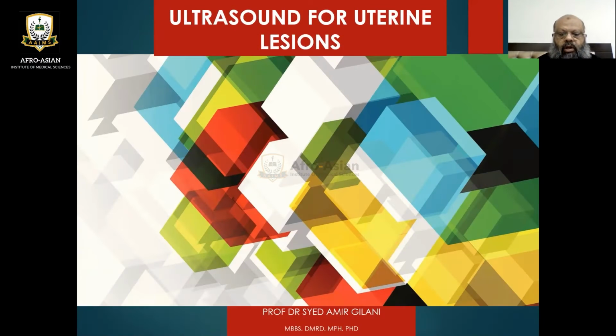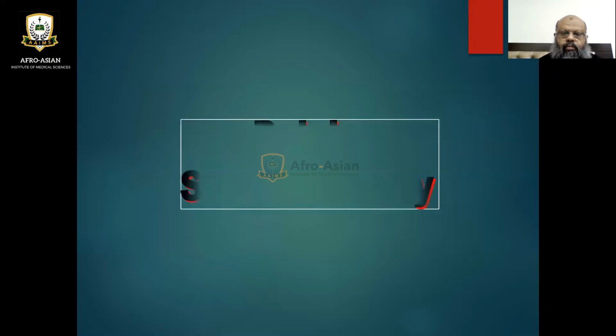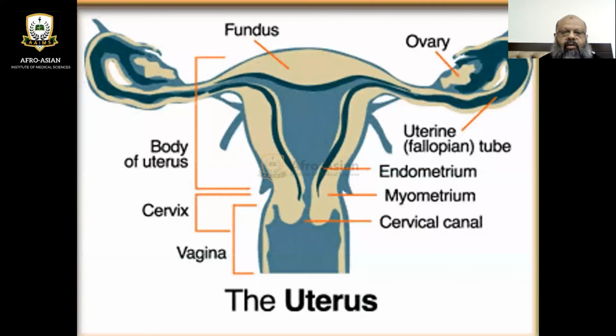Ultrasound for uterine lesions. First is the pelvic sonoanatomy. If you look at the anatomy, this is the fundus of the uterus. The uterus has its body and fundus, and then is the cervix. Here is the vagina. So we can divide the uterus into three parts: cervix, body of uterus, and fundus.